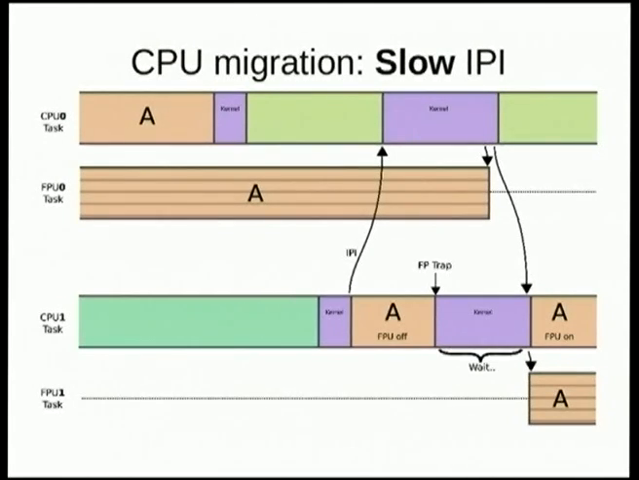So this is exactly the same diagram as the last one, except we've just changed the timing slightly. Here, CPU 1 IPIs CPU 0, but CPU 0 takes a long time for whatever reason. It could be running with interrupts off and it doesn't receive the IPI for a while. It could have been sleeping, whatever. So it takes a long time to dump that state out.